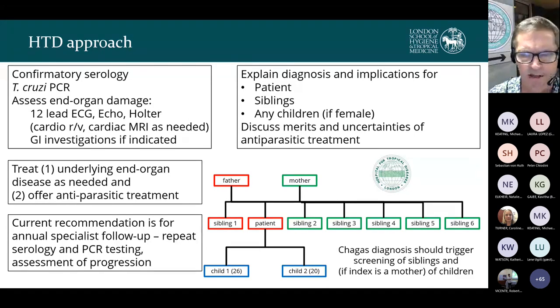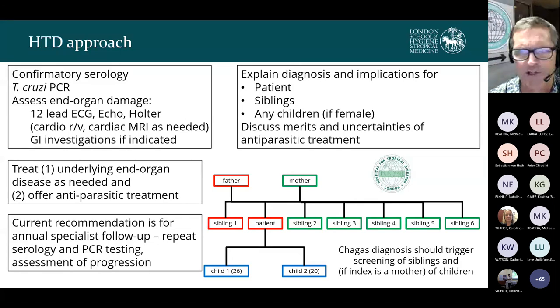We only really do gastrointestinal investigations if there's a clinical indication. In other words, if the patient has severe constipation or dysphagia. And then probably the most important part of our management is treating the end organ disease as needed. Fortunately, we have an excellent relationship with a cardiomyopathy consultant, Dr. Oliver Gutman at St. Bart's Hospital, who runs a cardiomyopathy clinic and sees most of our Chagas patients. We'll then discuss antiparasitic treatment, which I'll come on to in a moment. And after that first round of evaluation, we carry on seeing people on an annual basis.